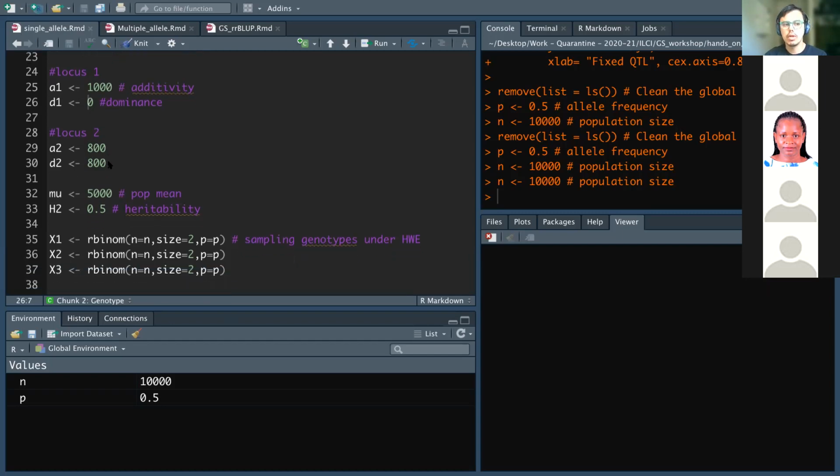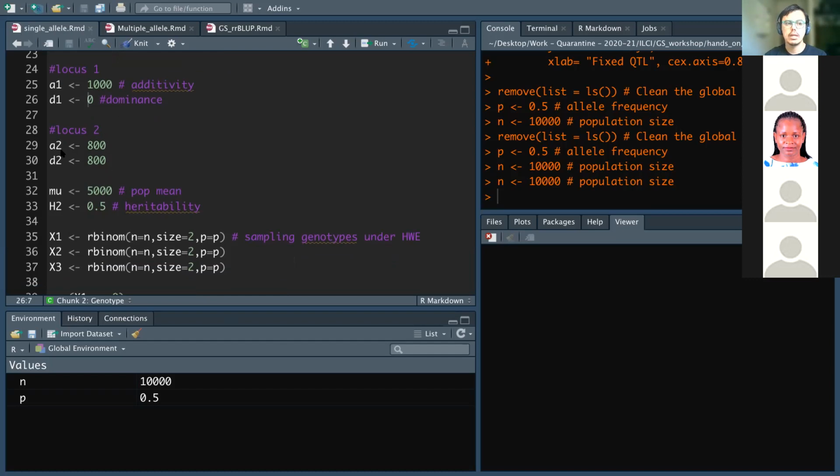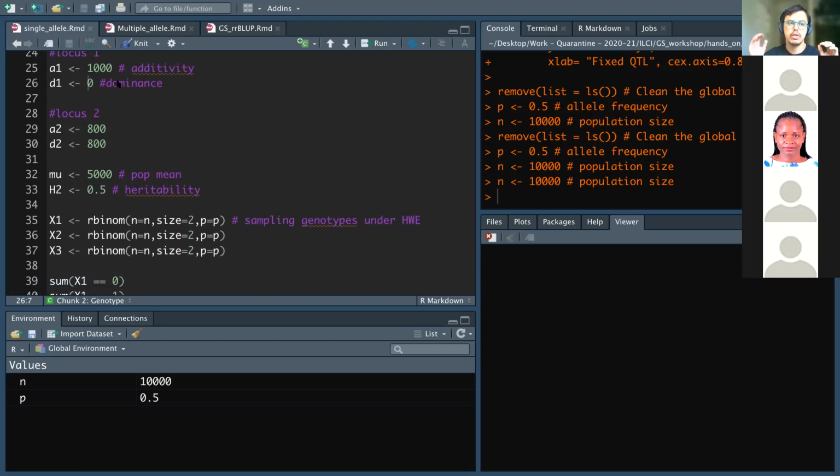Then the second locus that we're going to simulate has a complete dominance effect. Remember that when the dominance is complete, the heterozygous lines have the same phenotype as the homozygous lines for the dominant allele. So here, as you can see, the additive effect in locus A is 800, and the dominant effect is the same, 800. So here we just have the dominant and the additive effect for locus 1 and locus 2. If you have questions, please let me know.